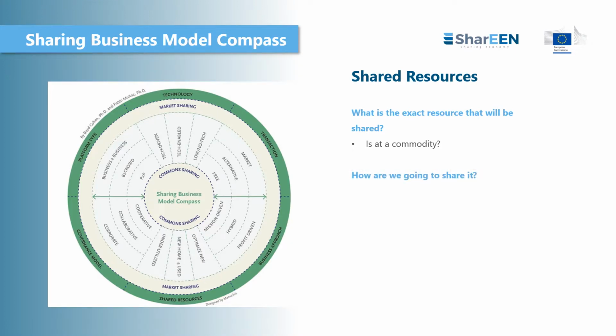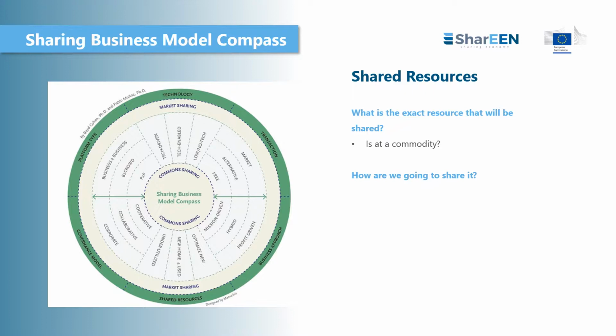Next, we're going to talk about how the resource is actually going to be shared in the market. The Compass provides three possible solutions. Underutilized: providing temporary access to resources that are suboptimally used by their owners. New home for used: shifts in ownership when the initial owner has no longer use for the resource. And optimize new: making new products available to multiple users instead of selling them to just one user or owner.